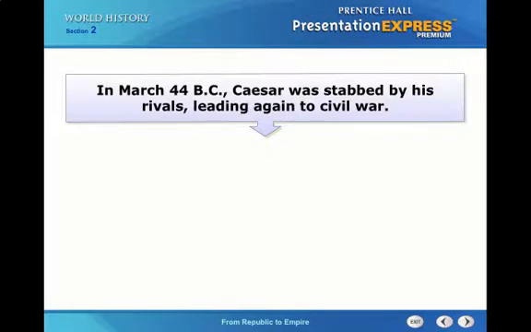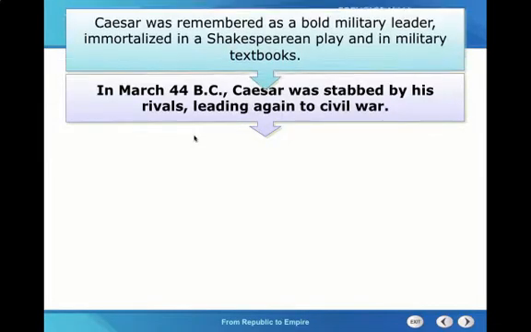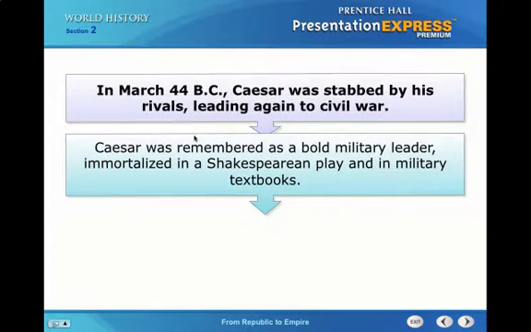March 15th, the Ides of March, 44 BC, Caesar was stabbed by his rivals and his friends, which is going to lead to a civil war. Caesar's remembered as this military leader, and it's in the Shakespearean play where you find out that Brutus, one of Caesar's friends, is among the people who stabbed him. And as Caesar lay dying, he says in Shakespeare's play, "Et tu, Brute," you too, Brutus.